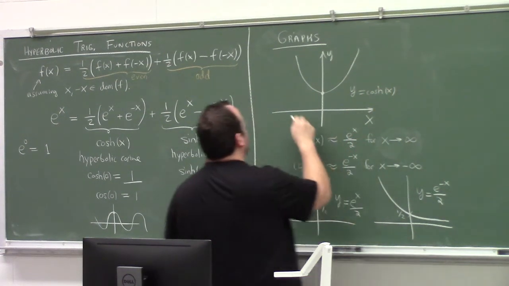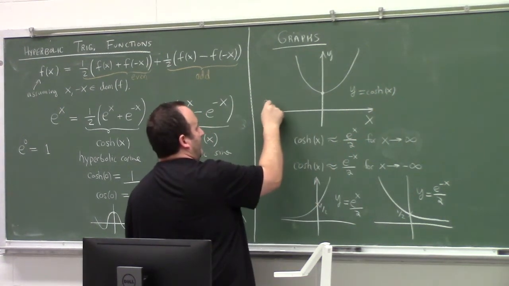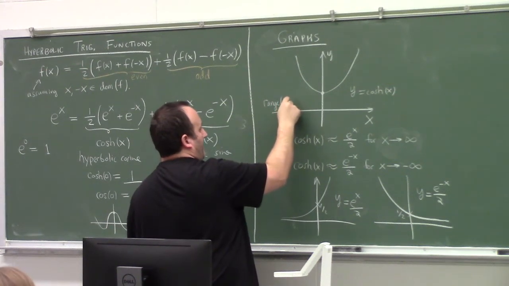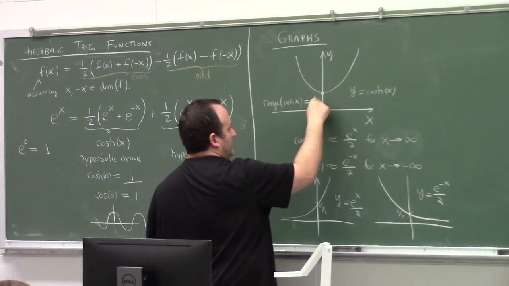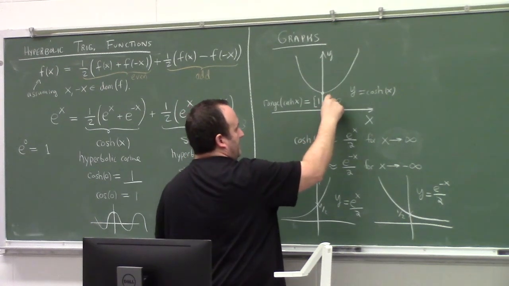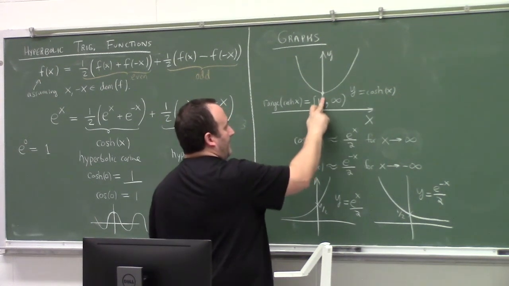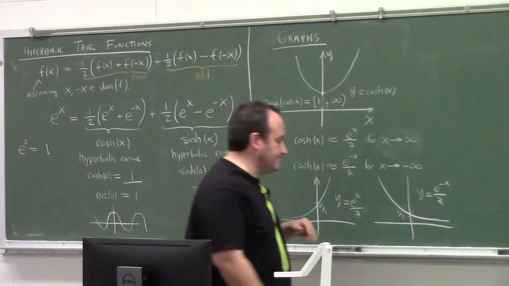What's the range of cosh x, by the way? It's 1 to infinity. All right.